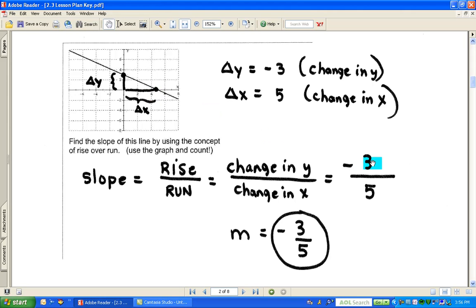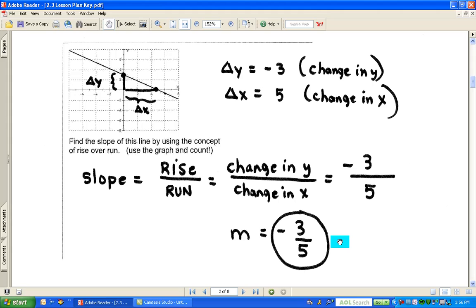That's why my change in y is negative 3 because I went down, and my change in x is a positive 5 because I went from left to right. Negative 3 divided by 5 would be negative 3/5. So one way to find the slope of a line is by counting.